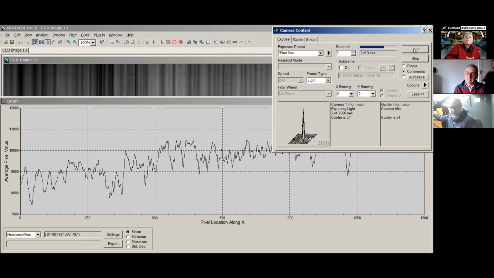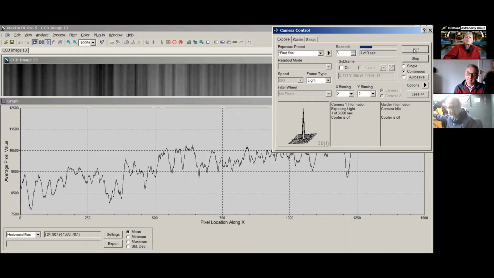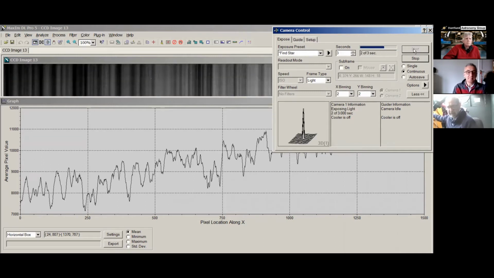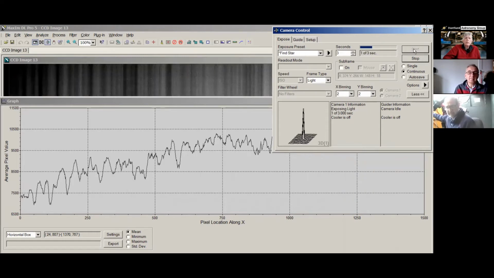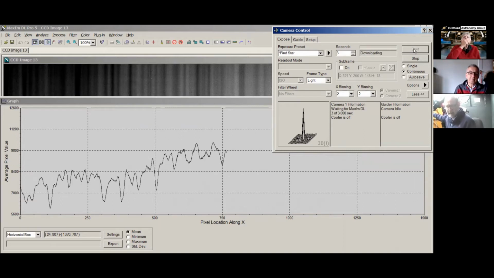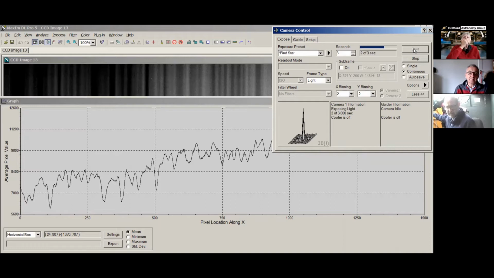This spectrograph can resolve 2,000 solar spectral lines with the highest resolution grating, which is what I'm using at the moment, the 2,400. So we're coming into the blue now, or the violet end of the electromagnetic solar spectrum.